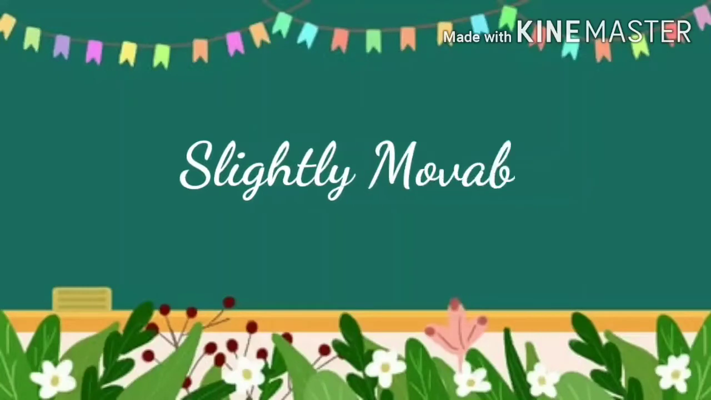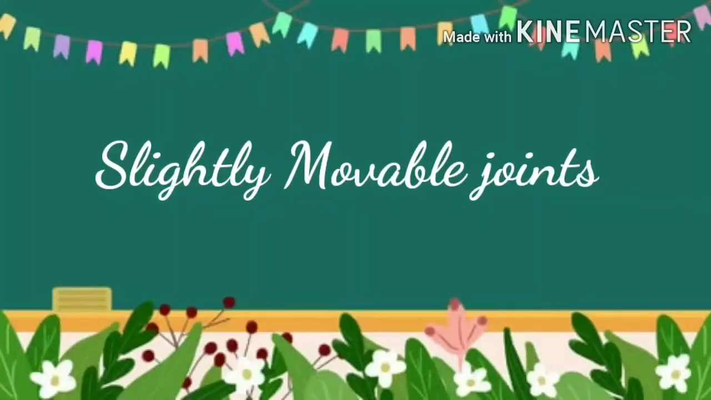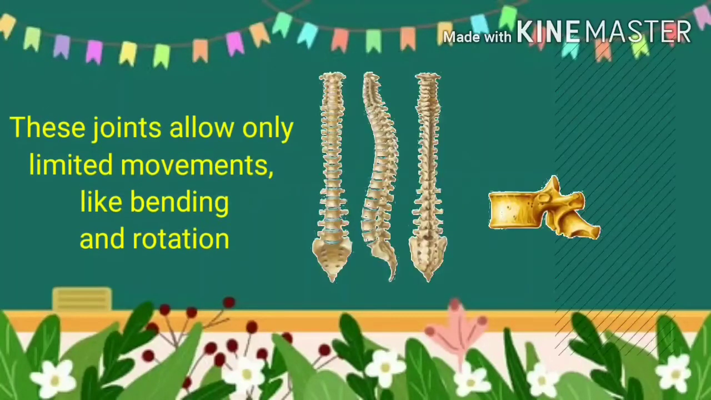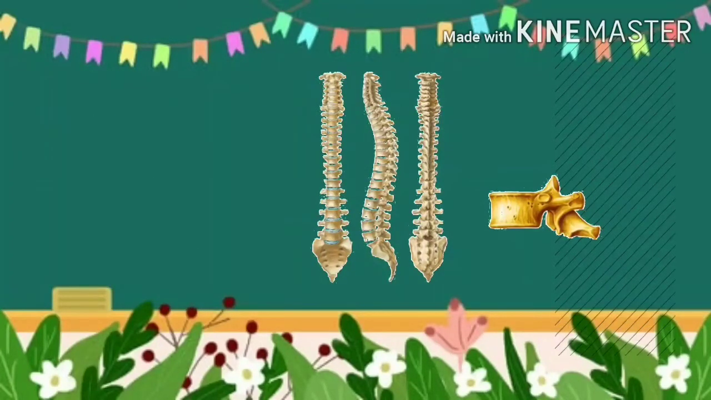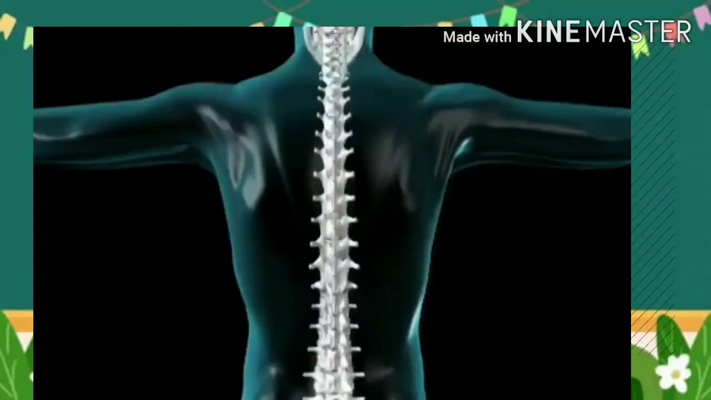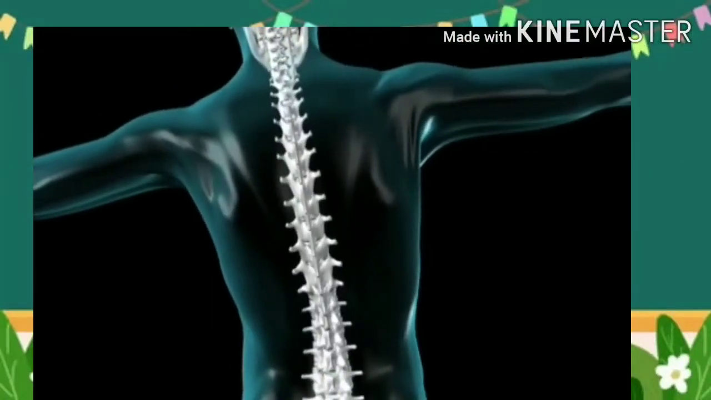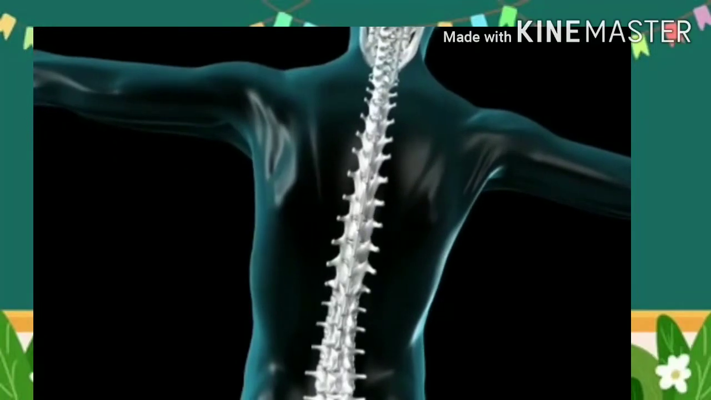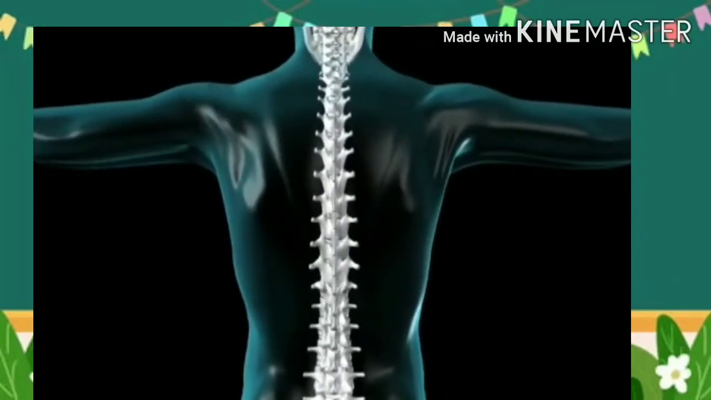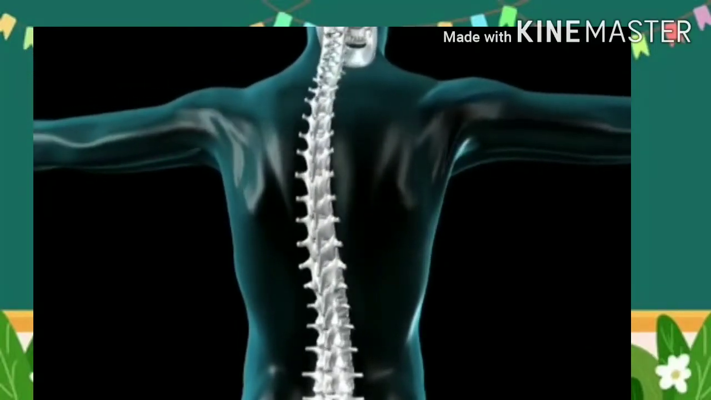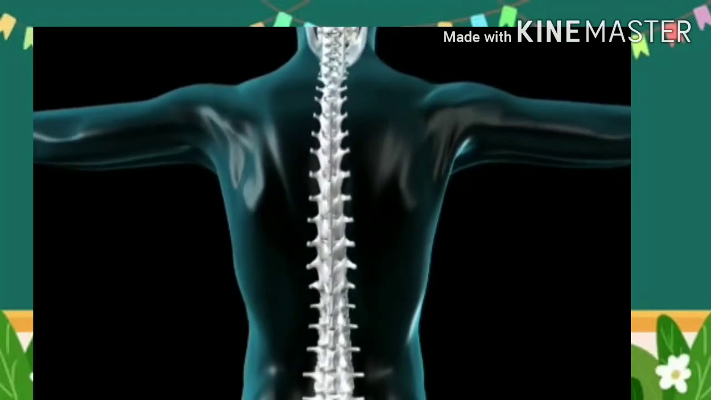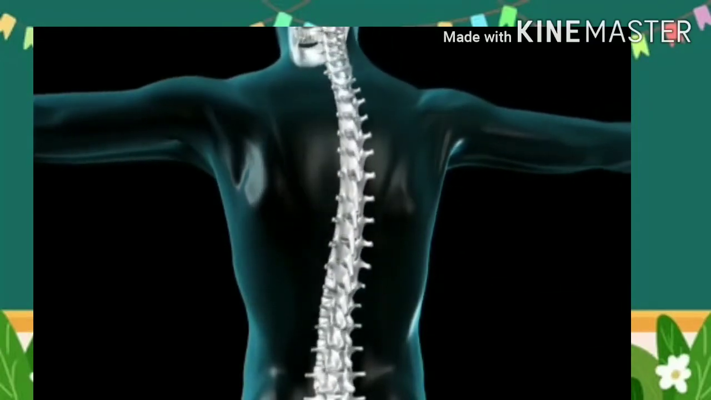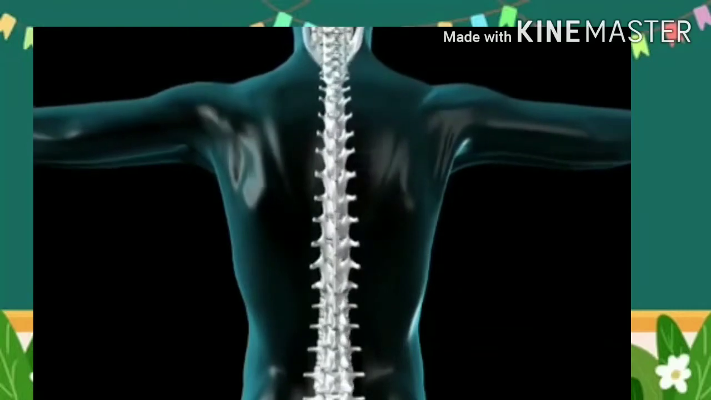Now we will learn about slightly movable joints. These joints allow only limited movements like bending and rotation. These joints are present between the adjacent vertebrae in the backbone. See the video nicely, children. You can see how the backbone is helping us to bend and to rotate.